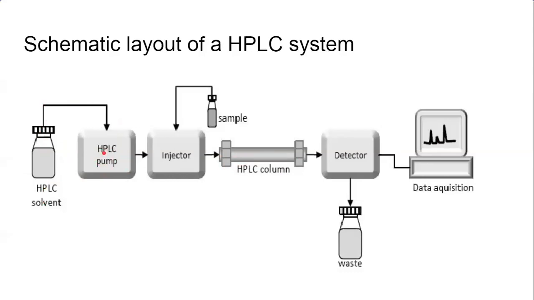From the solvent reservoir, the solvent is subjected to the HPLC pump. The pump pushes the solvent, and the velocity of that solvent is increased by pressure. Here we apply around 400 atmospheres of pressure. At that pressure our solvent flows very rapidly through this column. That's why this HPLC method is also known as high pressure. High pressure means here we are applying around 400 atmospheric pressure.